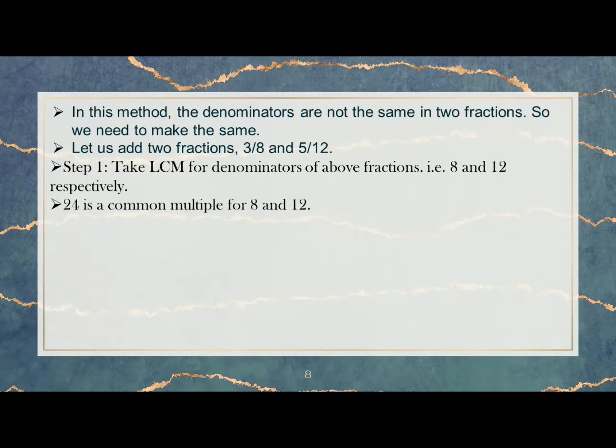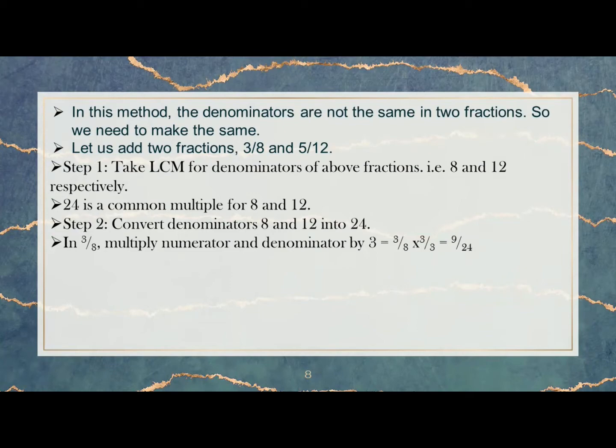This is just the first step actually. So we are going to take its LCM, which is 24, the lowest common multiple of 8 and 12. So our second step is to convert denominators 8 and 12 into 24.